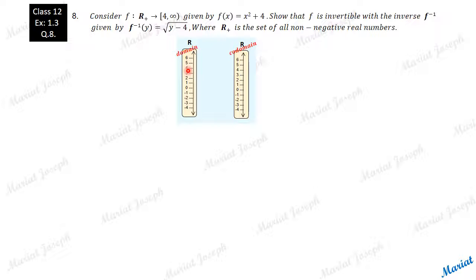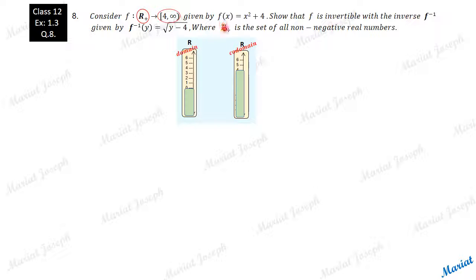Here, the domain and codomain are not complete real numbers as it looks. The domain is only R plus, that is non-negative real numbers. Hide all the negative numbers. Only from 0 to infinity can be used in the domain. And the codomain says the numbers from 4 to infinity only need to be used. So this is the domain, this is the codomain. These numbers are not to be used.